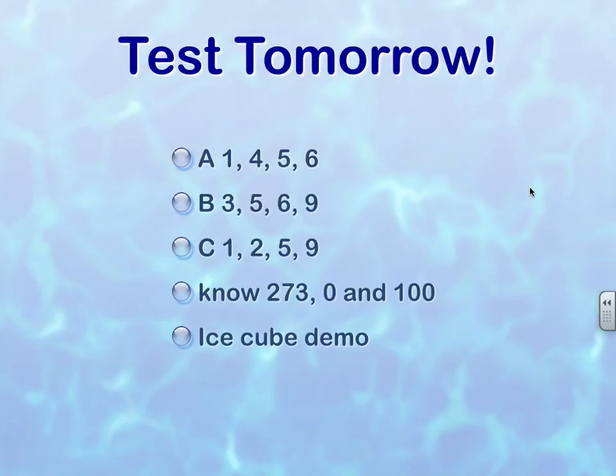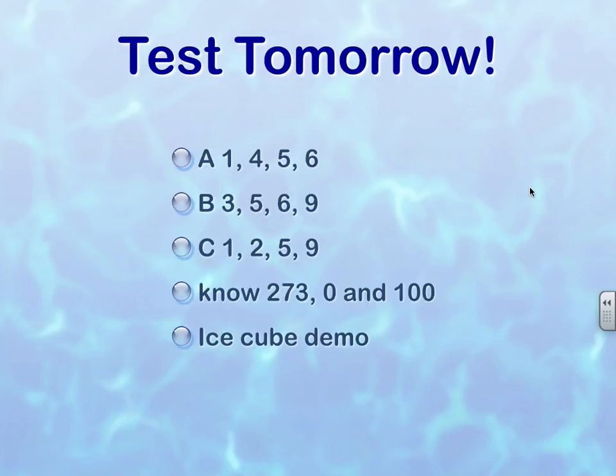Zero is what number? Absolute. Well, that would be absolute zero. But the reason that you just need to know zero in general is that is the melting point or freezing point of water, depending on which direction you're going. And 100 is the boiling point of water. So you need to know those numbers because sometimes things like that are built in.